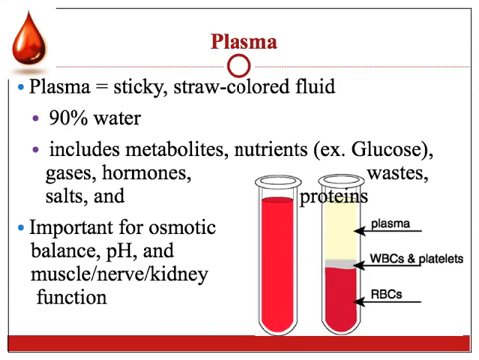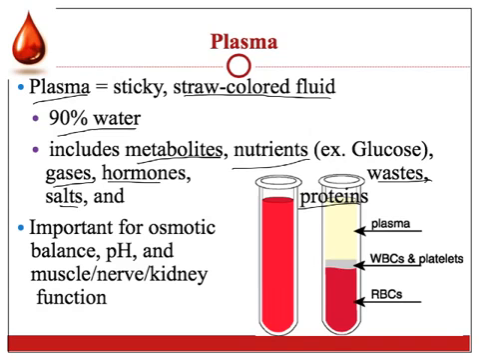Okay, so let's break these down. Plasma, the liquid in your blood, is actually a yellow color. It's sticky and straw-colored, but you really can't see that color most of the time because the red blood cells give it a dominating red color. It's mostly made of water, but it also has metabolites, nutrients, gases, hormones, wastes, salts, and proteins. Again, this slide's a little wonky, so make sure you get all those words down.